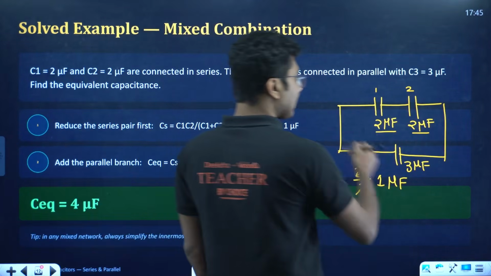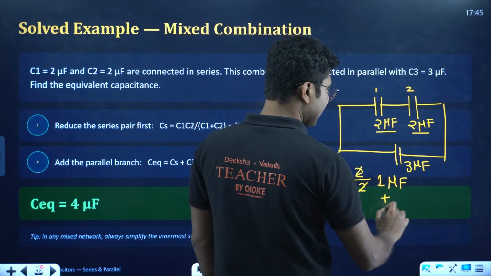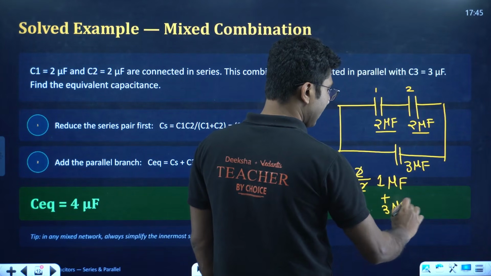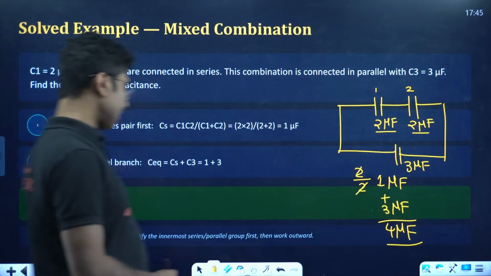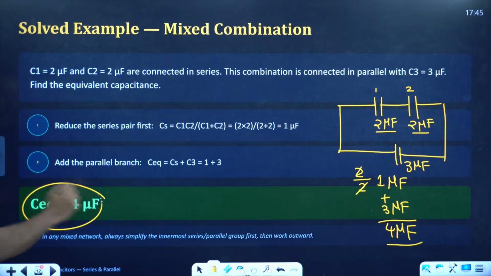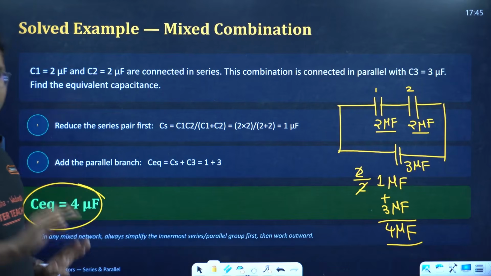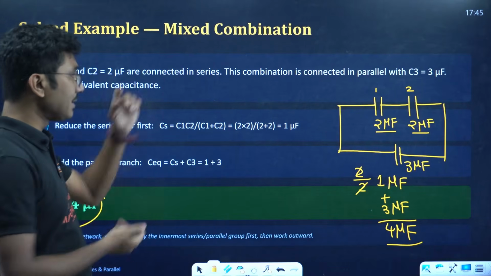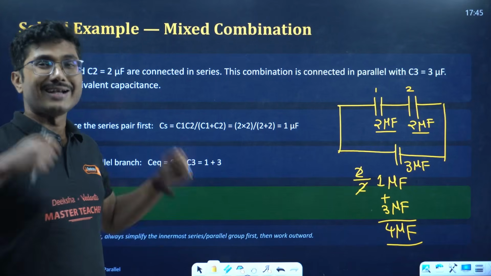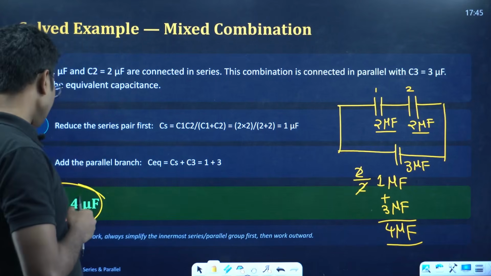Now they are connected in parallel. So in parallel they get added. So 1 plus 3 microfarad, that is 4 microfarad. Okay, so the correct answer is 4 microfarad. Clear how to solve it? You can use the other shortcut formula as well, but because they are equal value, you can directly calculate their equivalent capacitance.